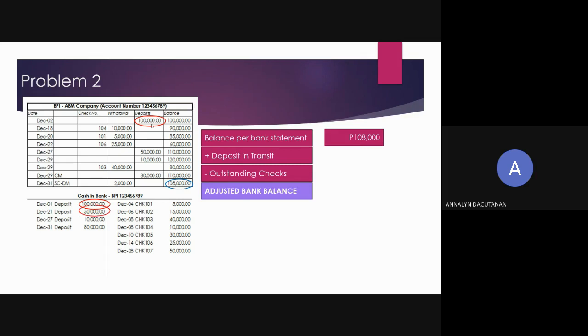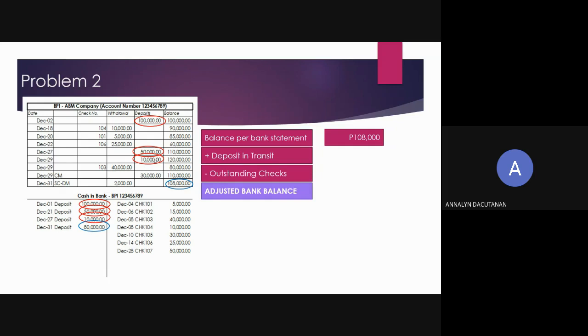Next, check natin si 50,000. Nag-deposit daw tayo noong December 21. Pumasok ba? Yes, pumasok. Pero noong 27 na kasi siguro holiday na yan. Hindi na umabot sa cut-off. So, noong December 27 na pumasok yung 50K ko. Pero nandyan. So, hindi yan deposit in transit. Next, December 27, nag-deposit ka daw uli ng 10K. Pumasok ba? Yes, pumasok. Pero noong December 29 na pumasok. So, carry lang.